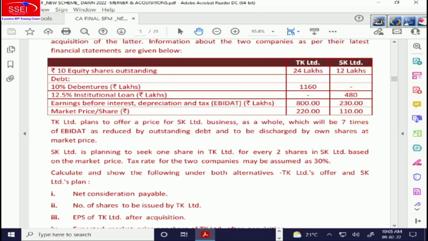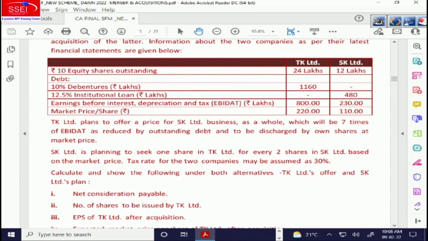TK Limited plans to offer a price for the SK business as a whole, which will be 7 times EBITDA, as reduced by outstanding debt. So what is TK going to offer to SK? 7 times EBITDA. EBITDA is 230. So I'm taking the calculator: 230 into 7, that's coming to 1610 lakhs.